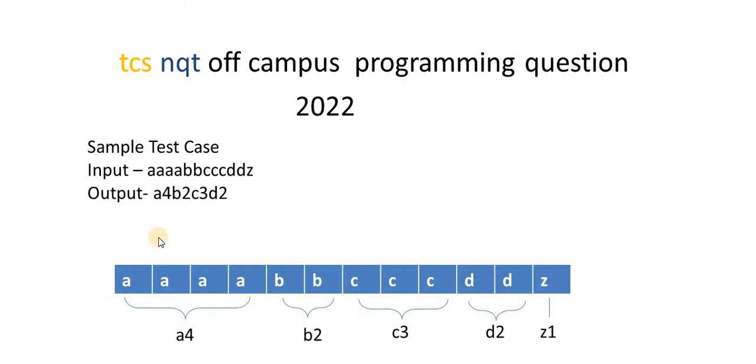The first line of the input contains the string and the second line contains the output for the string. That is, we have to calculate the frequency of each alphabet, how many times each alphabet occurs. In this basic sample test case, A is counted 4 times, B 2 times, C 3 times, D 2 times and Z 1 time.